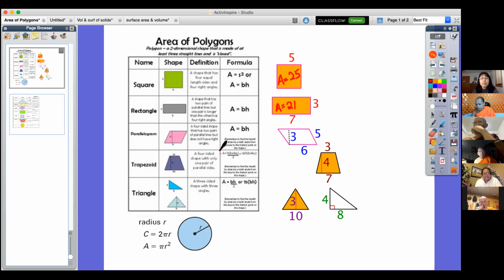Okay, now this one is a little different, okay? This parallelogram, it looks like a rectangle, but it's not. So this one is called the height, okay? So the height is always 90 degrees to the base. So even though you have a lot of numbers to pick from, you have to look at the area of the parallelogram. So you take the base, this is your base, and this is your height.